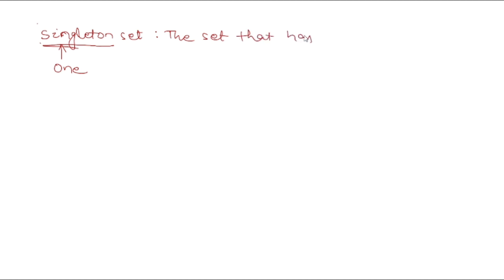Now another special case is singleton set. Single means one. That means this set has only one element. The set that has only one element is known as singleton set. Now let us take an example.